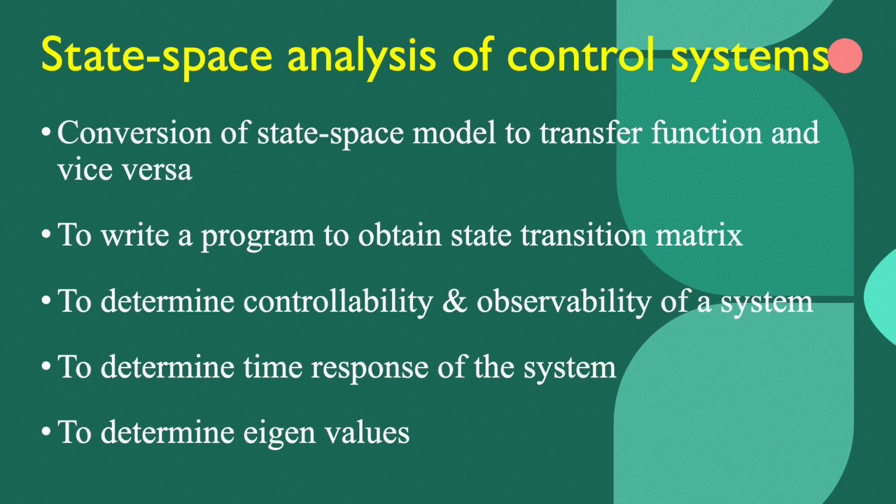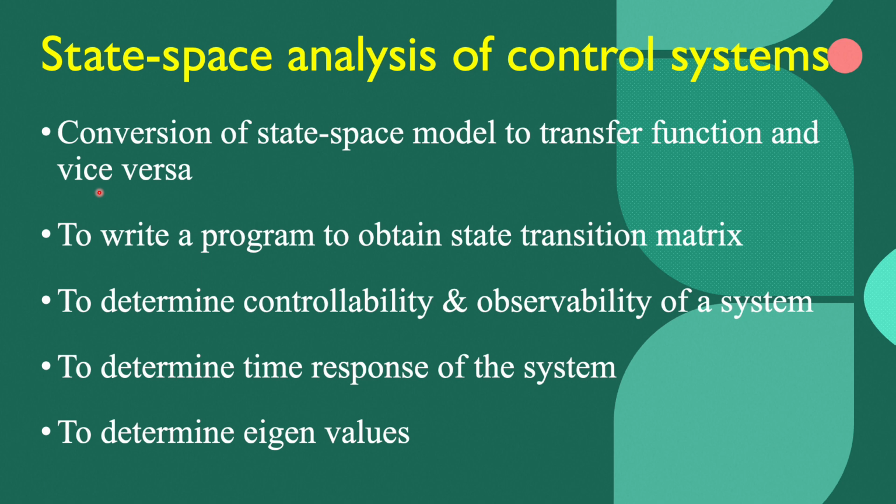All the programming will be done in the MATLAB environment. First we will start with the conversion of the state space model to transfer function and transfer function model to state space model. Then we write the program to find the state transition matrix. Conventionally we generally use pen and paper and a formula to find the state transition matrix. In MATLAB we use only one single command so that we can easily find the state transition matrix, and it will save your time.